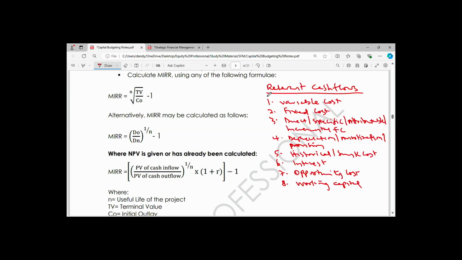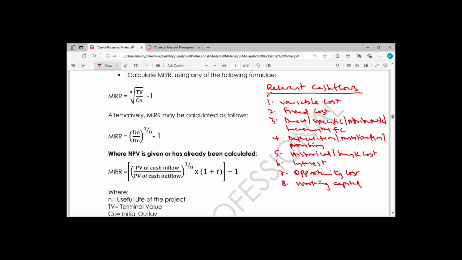Number 4, depreciation, amortization, or provision. These are non-cash items. Depreciation, amortization, provision are not cash flows. Okay, they are not cash flows. Therefore, they should be ignored in a question. When you see depreciation in a question or amortization or provision, please ignore. It is not relevant. Ignore them.